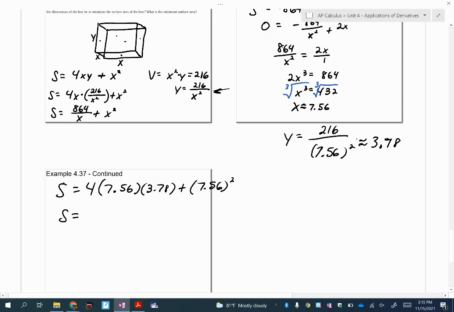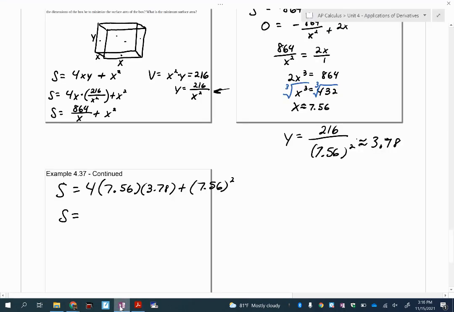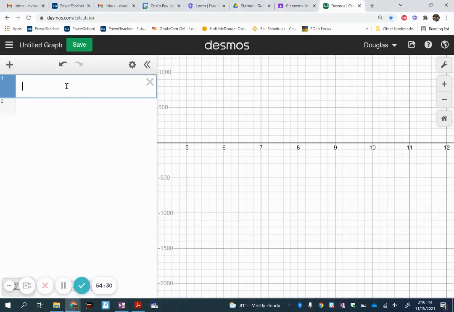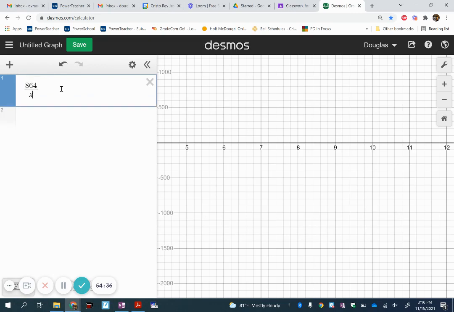Now you'll notice when I go to Desmos, I can get the exact answer, because so far I've been doing some rounding. And as any math teacher would tell you, you want to leave your rounding to the very end. So I'm not going to do any rounding. I'm going to type in my equation for surface area, which was 4XY plus X squared. What happened when I put on the Y? There it is: 864 over X plus X squared.